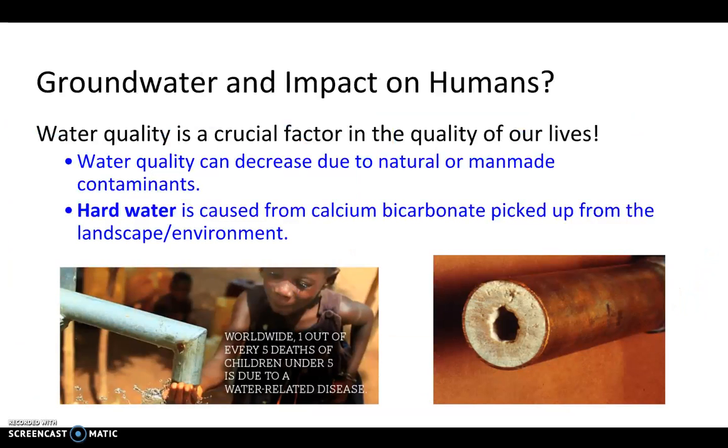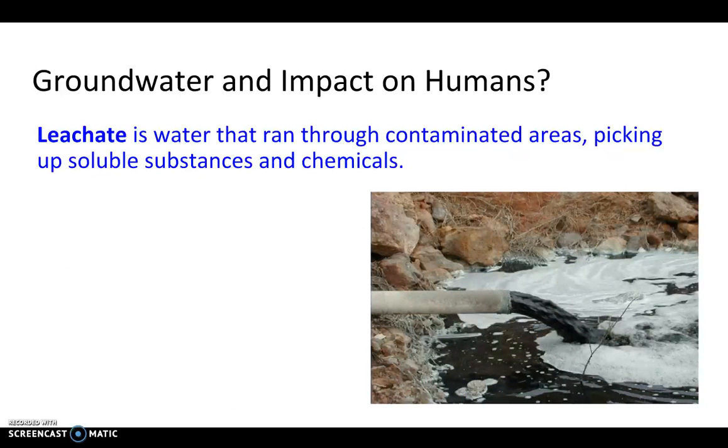Okay. Water quality is a really crucial factor in the quality of our lives, and water quality sometimes decreases due to natural or man-made contaminants. Hard water is caused by calcium bicarbonate picked up from the landscape or the environment. Leachate is water that ran through contaminants and picked up a lot of soluble substances and chemicals. So it's basically just filthy water.